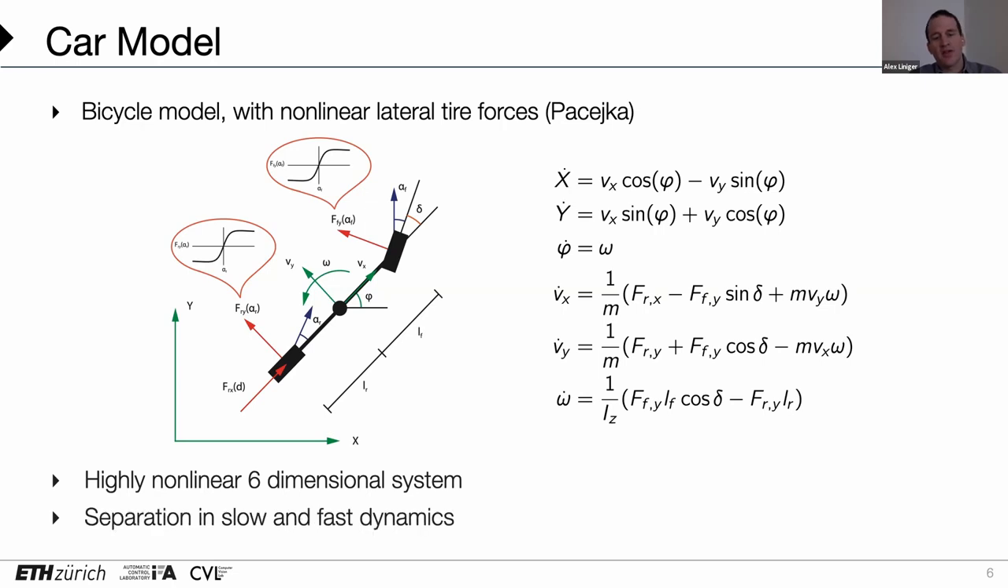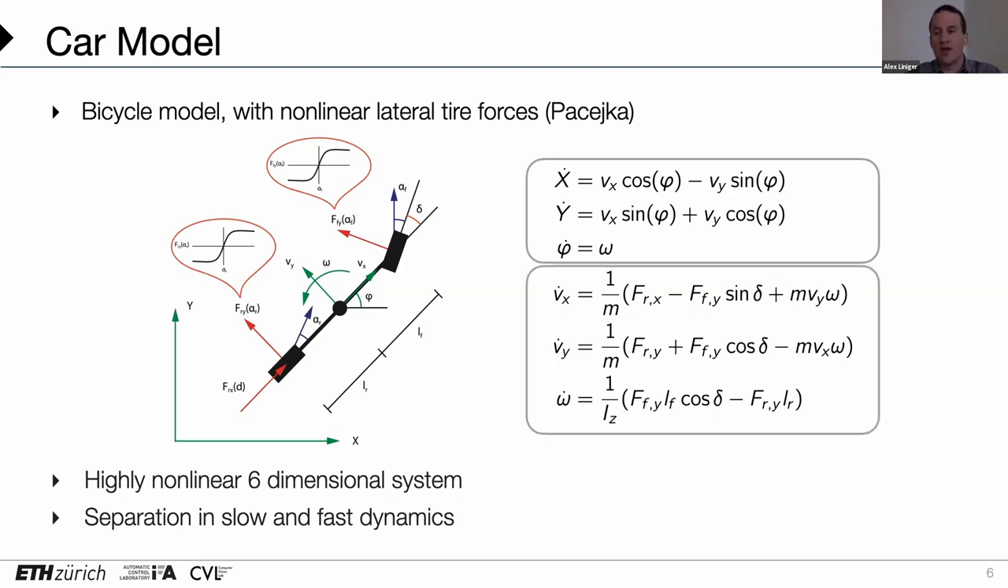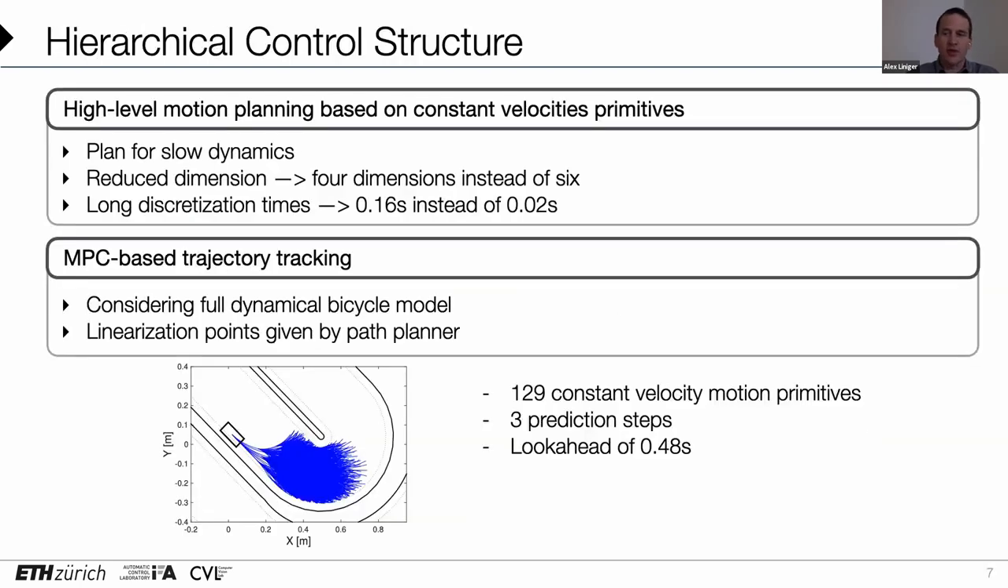But the nice part is that we can separate this dynamics into slow and fast dynamics. So we have the position, which changes reasonably slowly, at least compared to how fast the velocities change. And this separation we can now use to build a motion planning framework. Now, this framework is meant for one car, but I will show you later how to extend it to a multi-car setup.